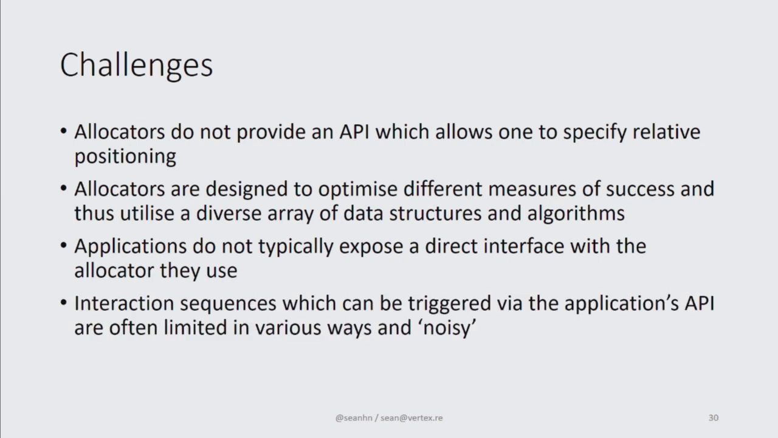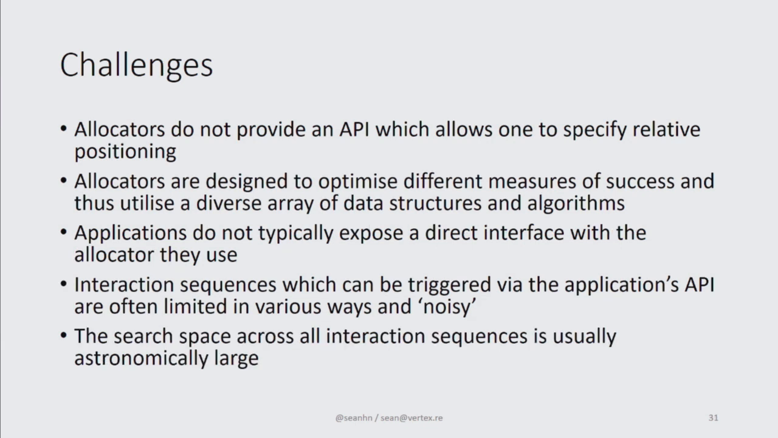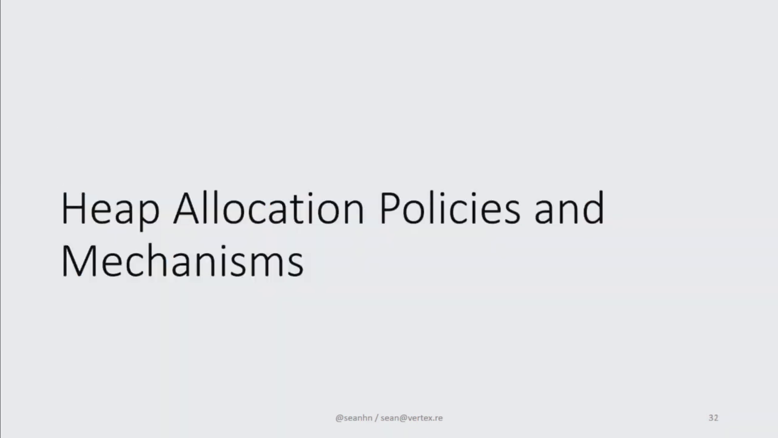Interaction sequences, which you can discover from the application, typically have noise in them. So in some situations you get lucky and you can inadvertently trigger a single malloc or a single free via the application's API. But a lot of the time what ends up happening is you can trigger the allocation you want to trigger, and then you also trigger, say, 27 other allocations that may or may not mess with the heap state that you're working with. And then finally, the search space, if you were to exhaustively process all combinations of interactions, is obviously astronomically large, so we need to find some way of dealing with that.